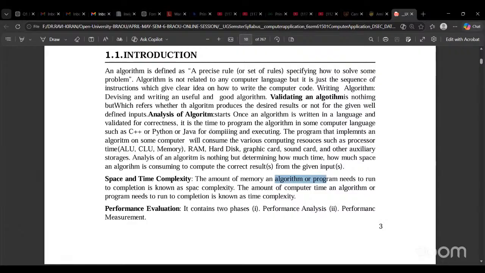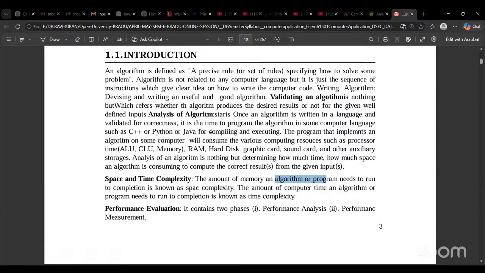Then the computing resources it requires to run the program or an algorithm are processor time, RAM, hard disk, graphic card, sound card, and other storage areas. Now this is what an algorithm is. Now we understood even space complexity and time complexity.